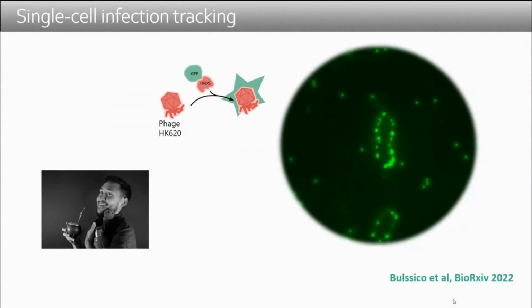So Julian Burcico, and you can see by the accessories that he's from Argentina, he developed very powerful tools, and in particular, he was able to label some phage. So this is the HK620 phage, which is very closely related to P22 in Salmonella. And so you can look at the number of phage binding to each bacterium.